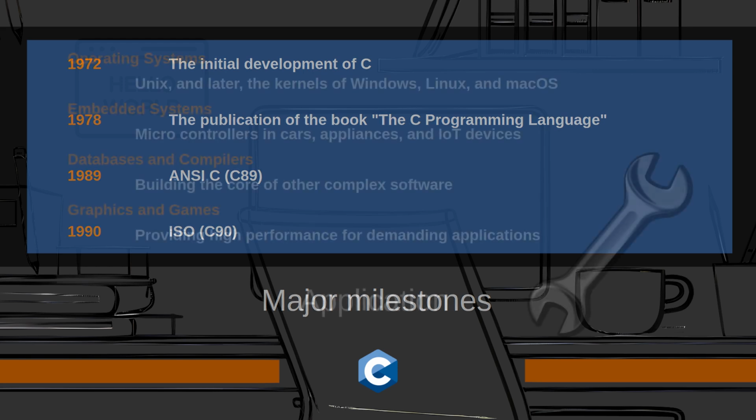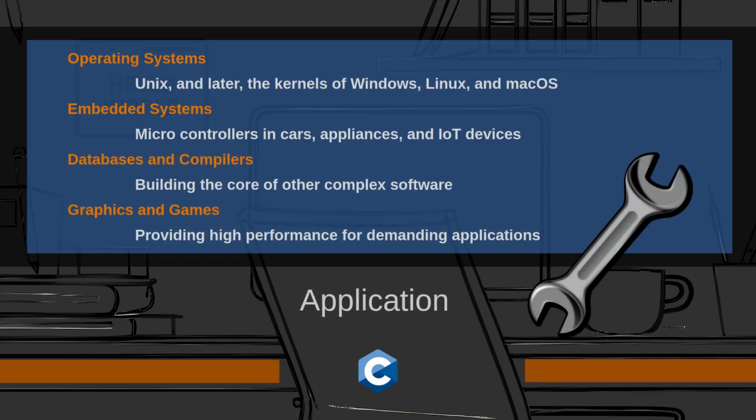C was designed as a systems programming language. Its primary initial goal was to rewrite the Unix operating system from assembly language into a more portable and efficient high-level language. This was a huge success. Because of its key features, C became the preferred language for operating systems, embedded systems, databases, compilers, graphics, and games.